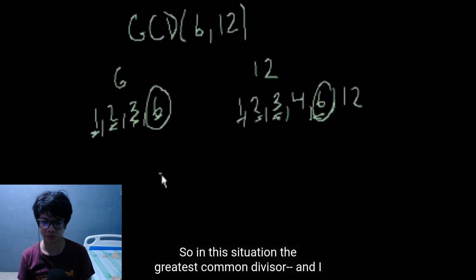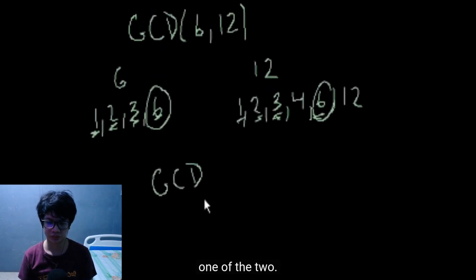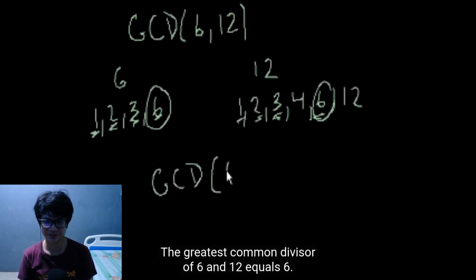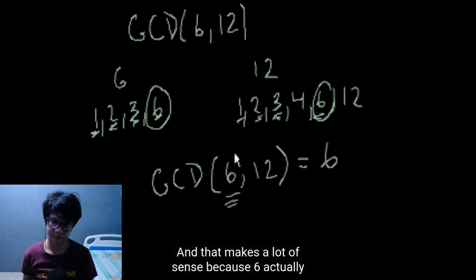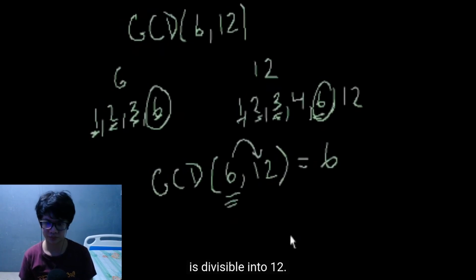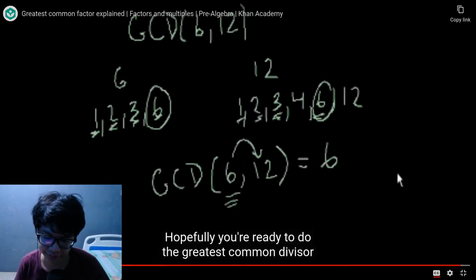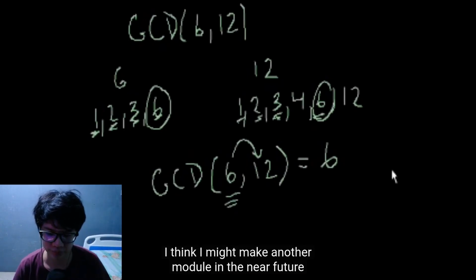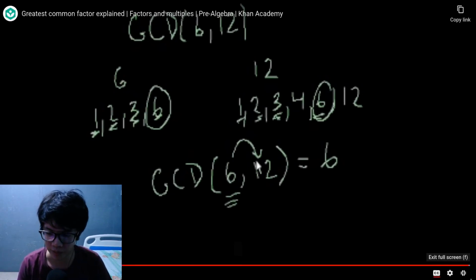And that's interesting. So in this situation, the greatest common divisor, and I apologize that I keep switching between divisor and factor, the mathematics community should settle on one of the two, the greatest common divisor of 6 and 12 equals 6. So it actually equals one of the numbers. And that makes a lot of sense because 6 actually is divisible into 12. Well, that's it for now. Hopefully you're ready to do the greatest common divisor or factor problems. I think I might make another module in the near future that'll give you more example problems. Cool.